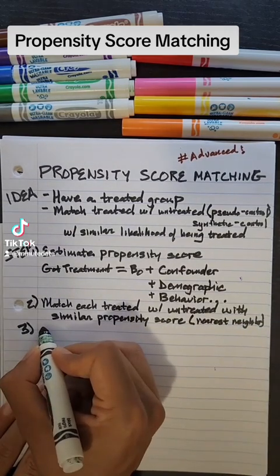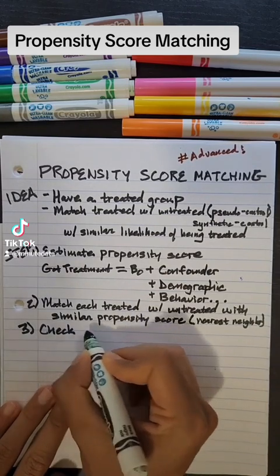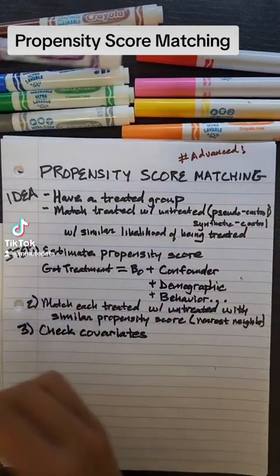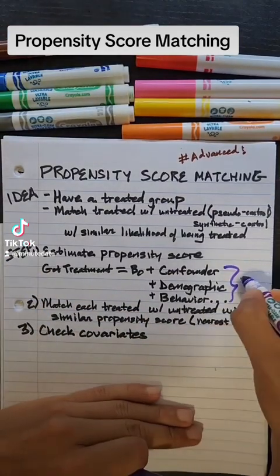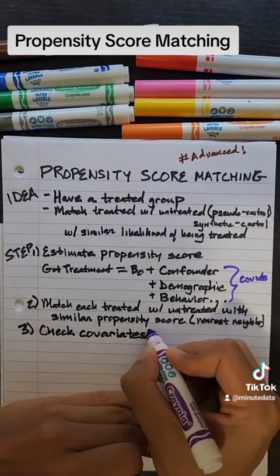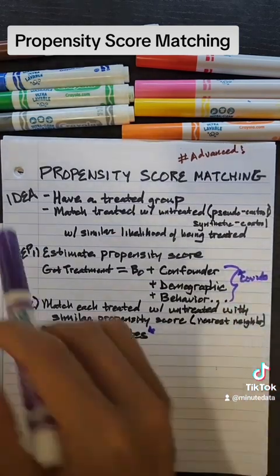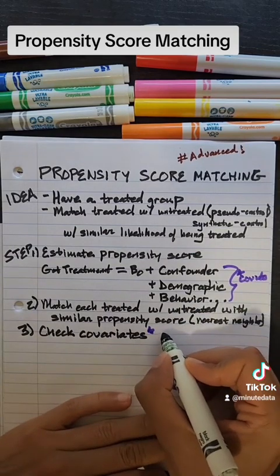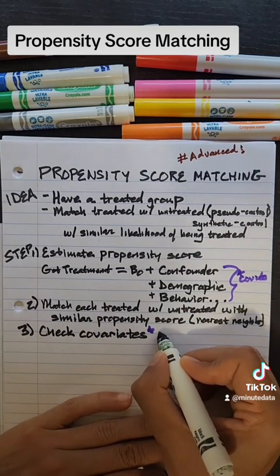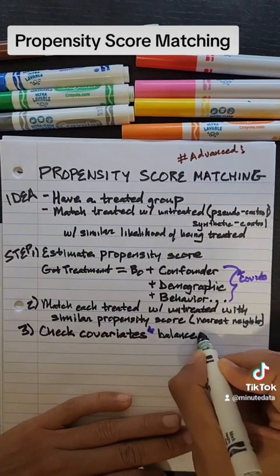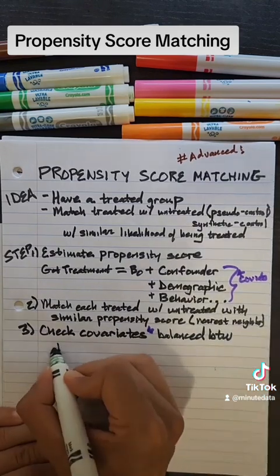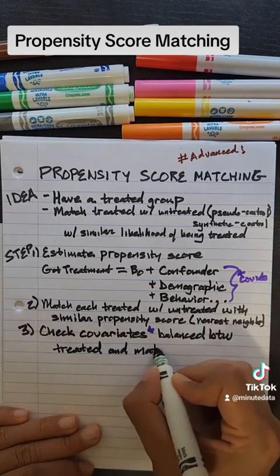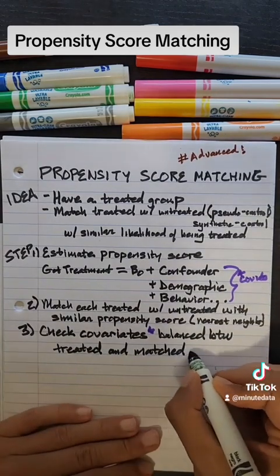Step three, you're going to check your covariates. Let's say these are covariates. So your covariates, your confounders, behavior, demographics, you're going to check that they are balanced between treatment and your pseudo-control. So between your treated and your matched untreated.